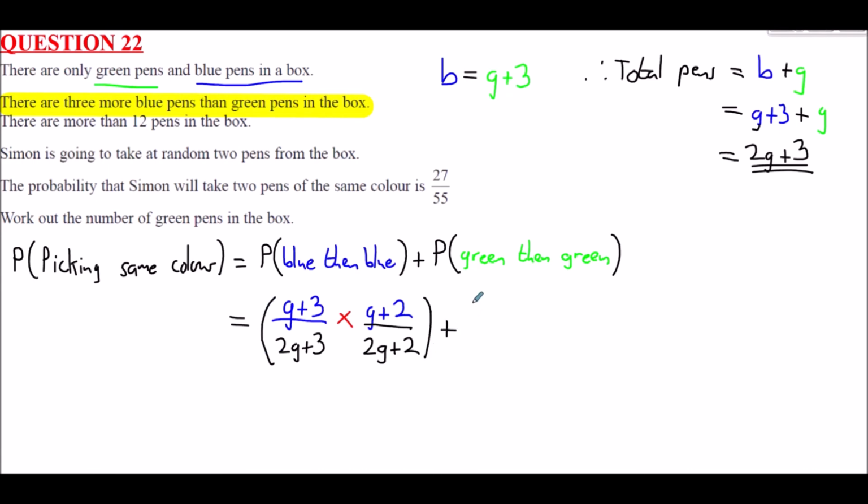Or it could be green, then green. So the chance of picking a green first would be the total number of green pens, which is G, pardon me, over the total number of starting pens, which is 2G plus 3. And then we'd have to pick a green the second go too. So to pick a green on the second go, if we pick a green first, the second picking will be one less green, which is G minus 1. And then there'll be one less pen in total. So 2G plus 3, take one off that, that gives us 2G plus 2.